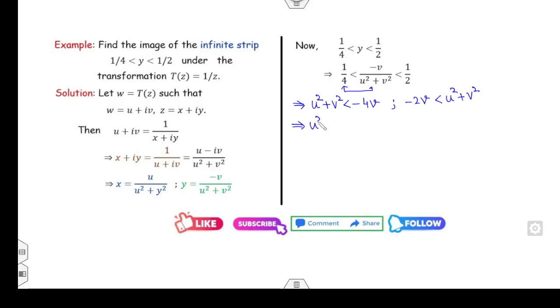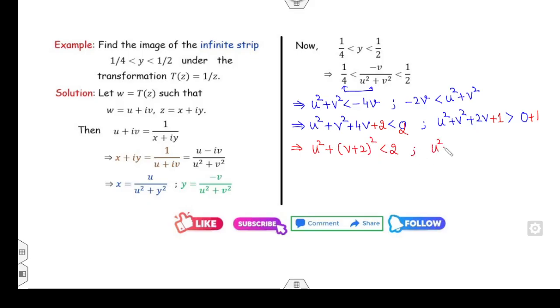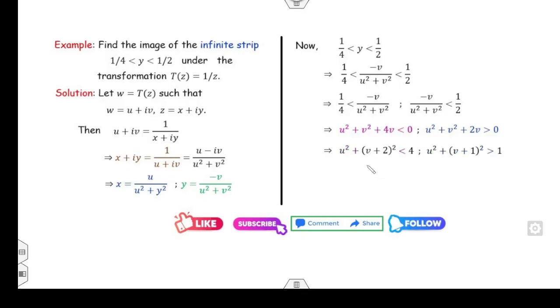How can you solve them? I can see u square plus v square plus 4v is less than 0, and from this case, u square plus v square plus 2v is greater than 0. How can you solve? I can add 4 on both sides in the first case, and in this case I can add 1 on both sides. The first part becomes u square plus (v plus 2) whole square, which is less than 4. And here it is u square plus (v plus 1) whole square, which is greater than 1. Fine. Now clearly this is the equation of a circle.